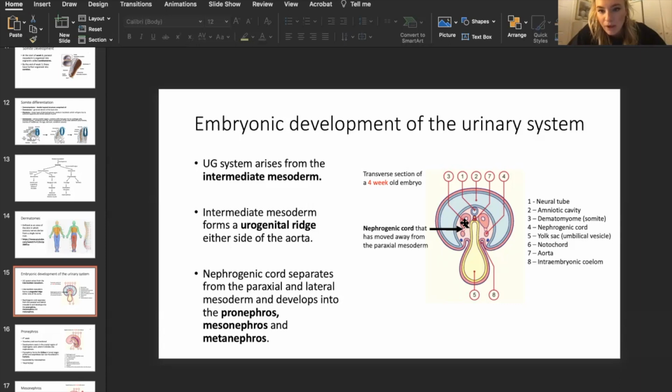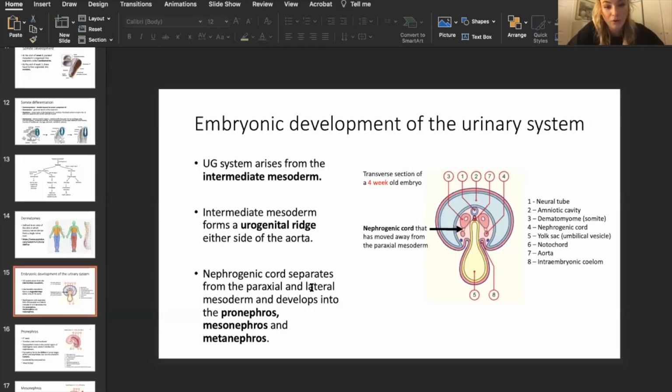and then you've got the somites or dermatomes in the pink. You've got the big yolk sac in the yellow, and then you can see where it's labeled number 4, you've got a nephrogenic cord. That separates the paraxial and lateral mesoderm, which is really important. And the nephrogenic cord is just a part of the urogenital ridge, and it's basically responsible for giving rise to most of the urinary system.